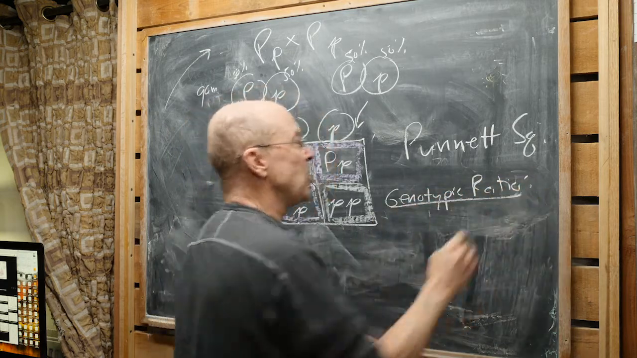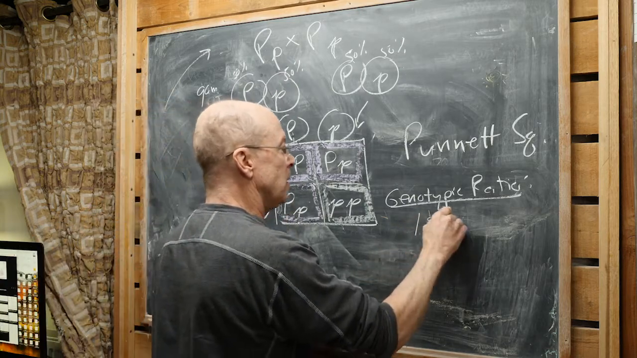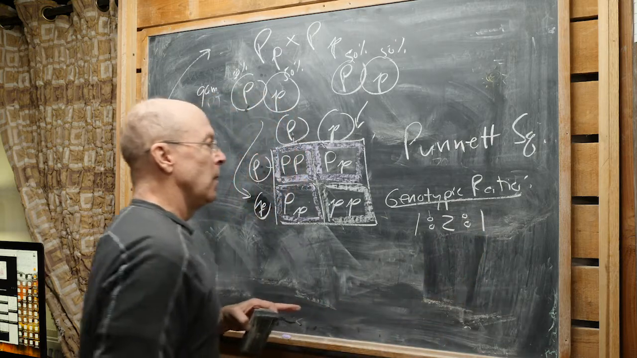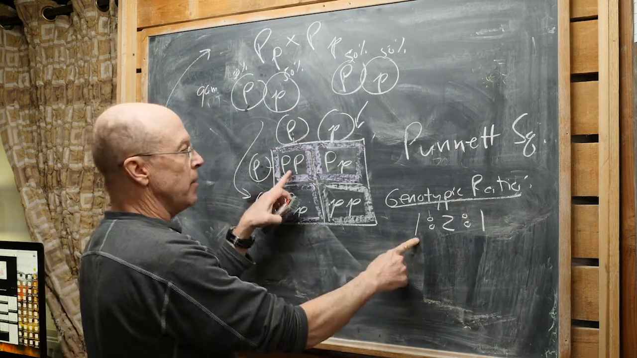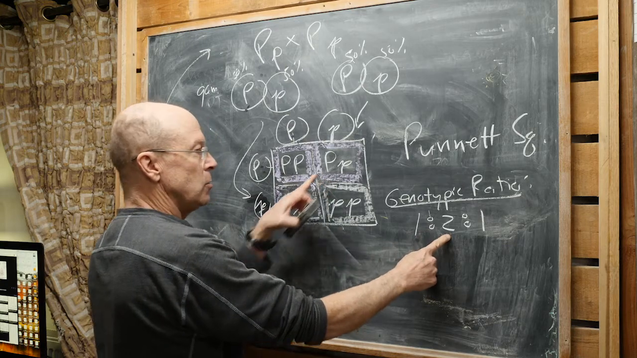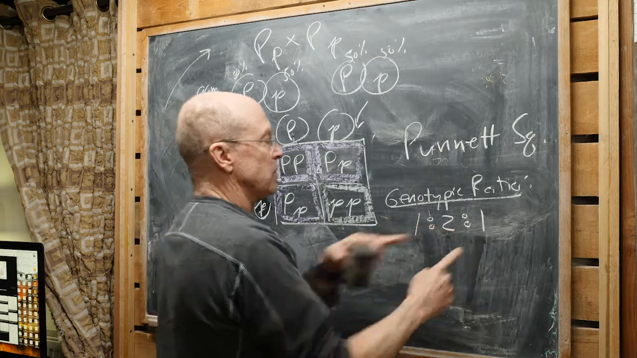And that's something you should get used to calculating. And in this case, we're going to go 1 to 2 to 1. So we have a 1 to 2 to 1: 1 homozygous dominant, 2 heterozygotes, and then 1 homozygote recessive.